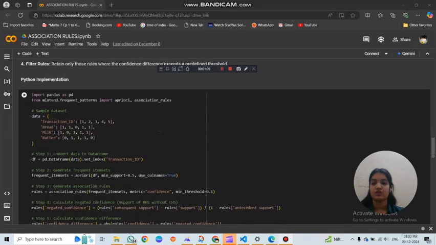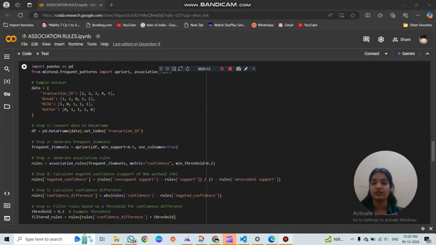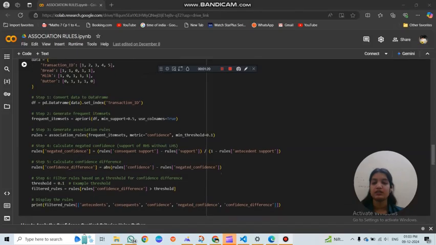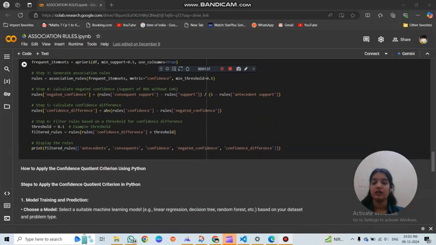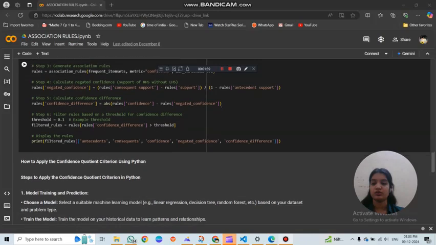Python implementation. This is our sample data. We have imported our packages and libraries. Step number 1, convert data to data frame. Step number 2, generate frequent item sets. Step number 3, generate association rules. Step number 4, calculate negative confidence. Step number 5, calculate confidence difference. Step number 6, filter rules based on threshold for confidence difference. This is the example of threshold. And lastly, display the rules.